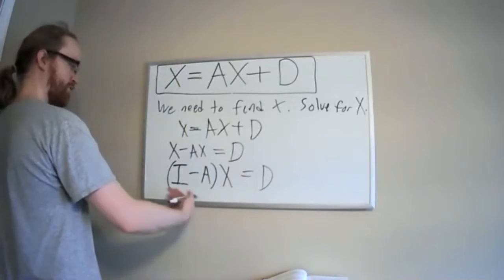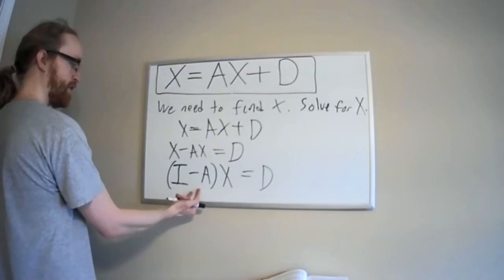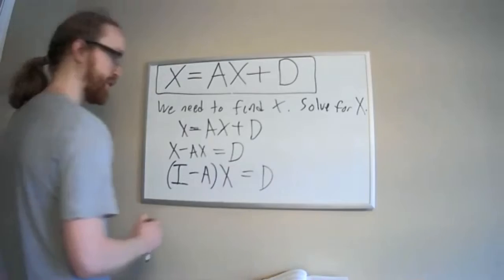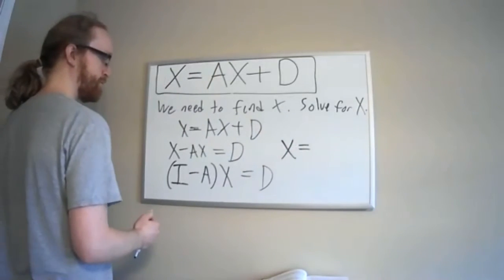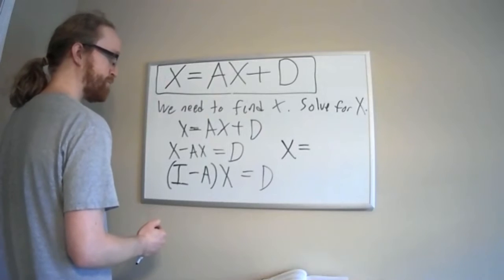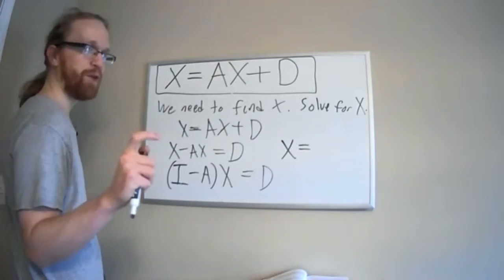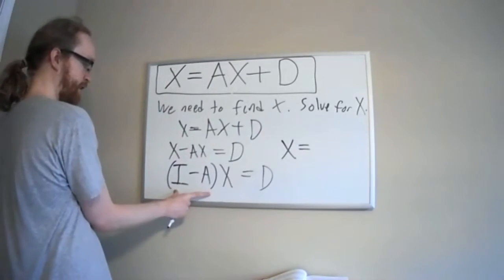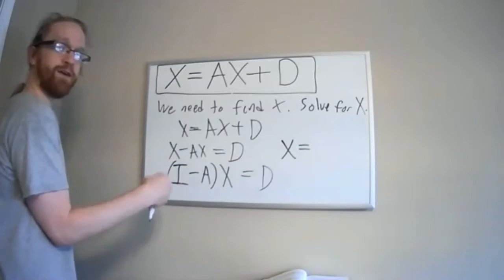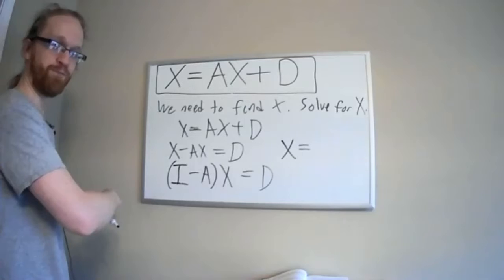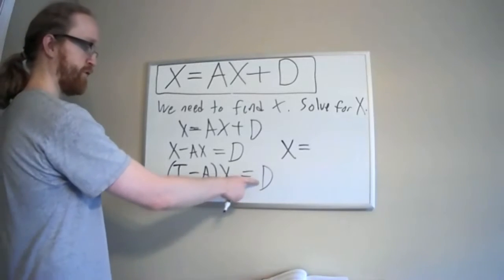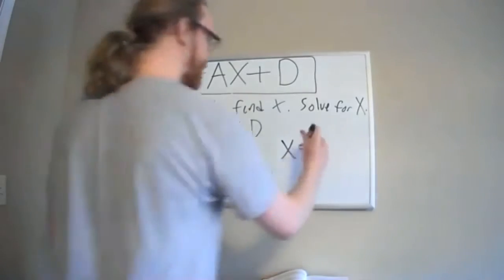If I do that on the left side, the I minus A and the I minus A inverse will cancel, and I'll just get x. Then on the right side, I'm going to have I minus A inverse times D. We just have to be really careful again, because notice I minus A is on the left of x. So when I multiply by I minus A inverse, I'm going to do it on the left. So I better write I minus A inverse on the left of D, like this.